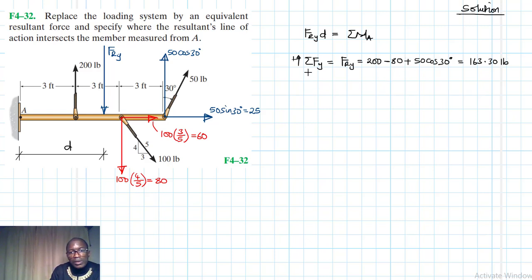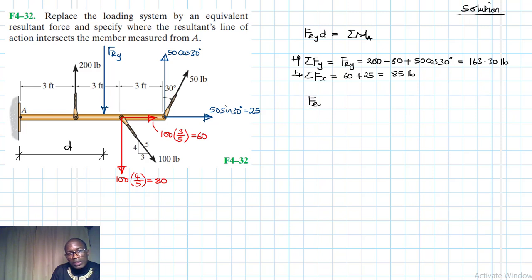This gives us 163.30 pounds. Let me check it again. 200 minus 80 plus 50 cos 30 is 163.30. Then we have the summation of forces in the x, going in this direction as our reference. What do we have? In this case, we have two components. We have a 60 plus 25, and this gives us 85 pounds.